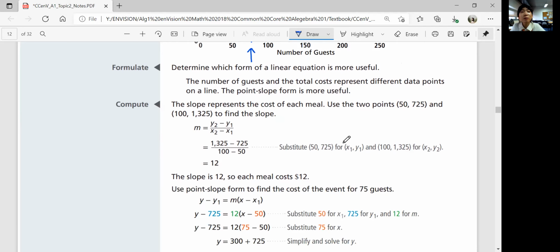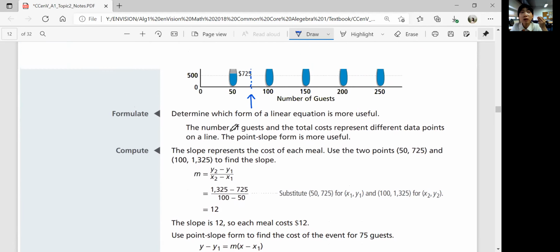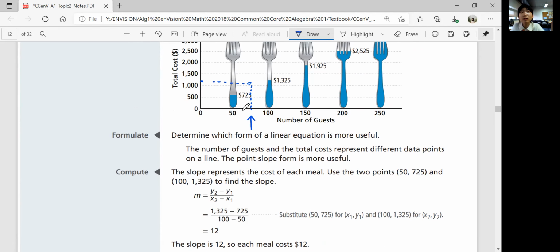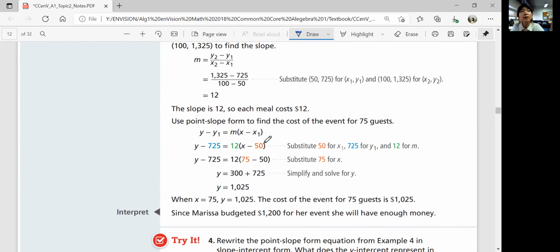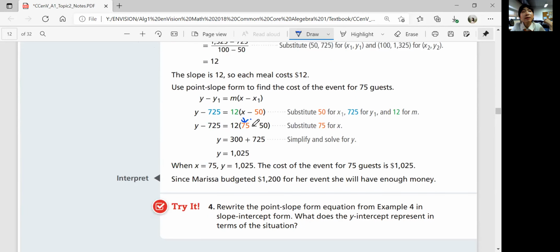Use the point-slope form to find the cost of the event for 75 guests. You're going to plug in the slope, and then you pick one point. You can choose any of those points. For this example, we chose (50, 725), so that would be our equation. But you're going to substitute 75 for the x value because you want to figure out this point: if x is 75, what would y be? That's what we're trying to solve from the equation.